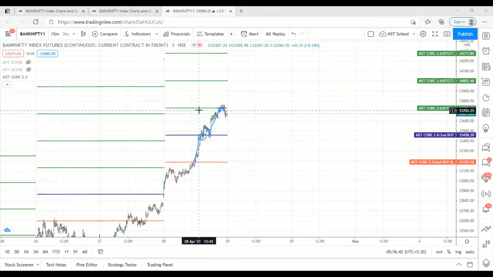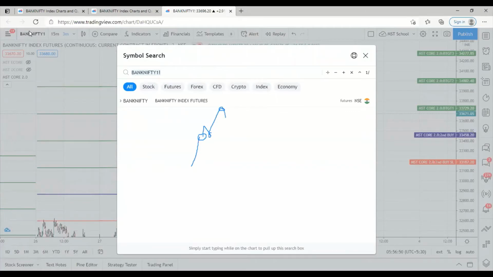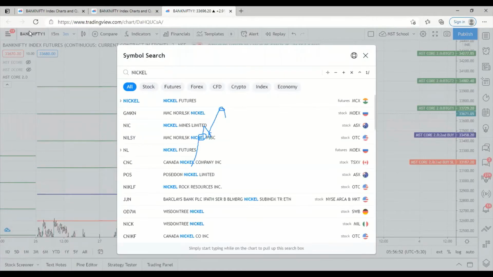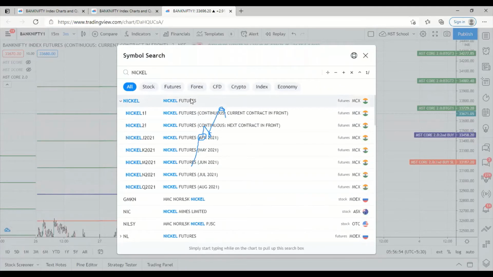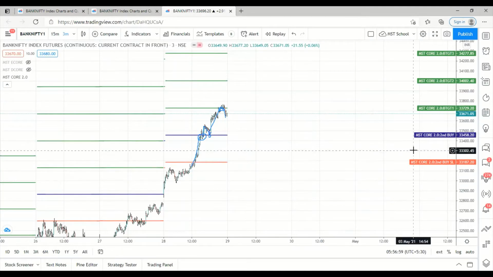But this indicator we have mainly created for crude oil purposes only. But it is working on all the scripts. So I will show you the nickel. Yesterday, what was the performance of the nickel? Before nickel, I will show you how many points we have got. So 33,458 to 33,729.